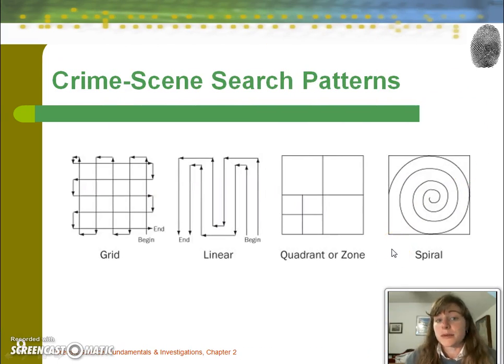Okay, you remember we've talked about crime scene search patterns. So as we go down those 7 S's, searching for the evidence should be done systematically. And depending on the location and the expanse of the scene, the size of the scene, then these different search patterns may be more appropriate.